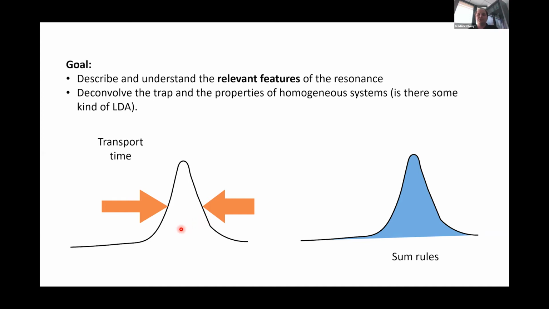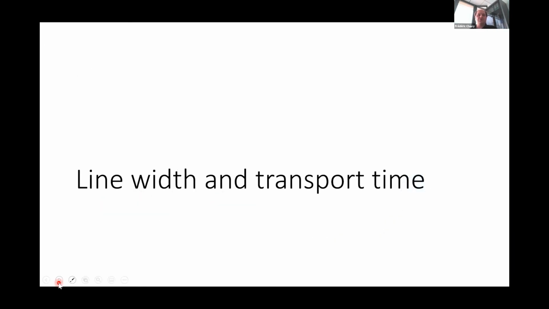And the other feature, which is easy to address, is the surface, the area of the peak, or if you prefer, when you know the width, it's the height of the peak. We will be dealing more with the area of the peak, and we'll see that it can be interpreted using some rules. So I will start with the line width and what we can say about the transport time in the system.